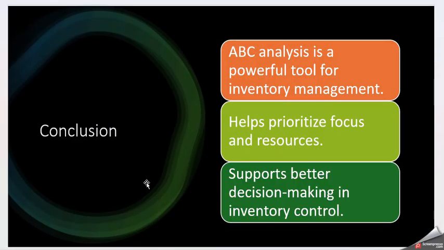Then in conclusion, what I can say is ABC is a very simple and powerful tool for inventory management. It helps you to prioritize and focus on the resources and supports better decision making on the inventory. So you don't put all your energies into all the part numbers. Rather, you categorize, see which product needs more of your attention and which is going to give you more profit in a shorter time and more focus and more benefits. So that's how the ABC can help you.